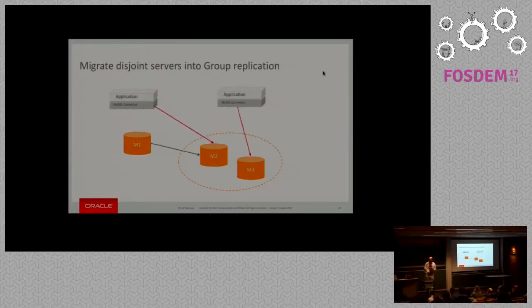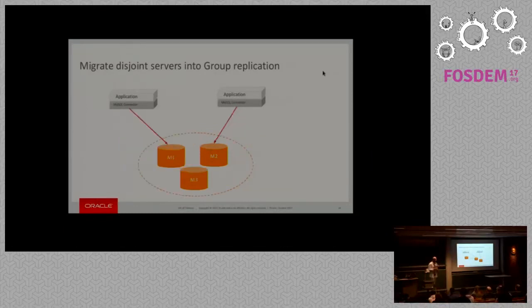So I add M3 to the group as well. M3 will catch up to M2, and now you migrate the writes to the group. So M2 is supposed to have all the information from M1. So you take the writes from M1 and you put them on M2, and then you can also write to M3, write and read, of course.